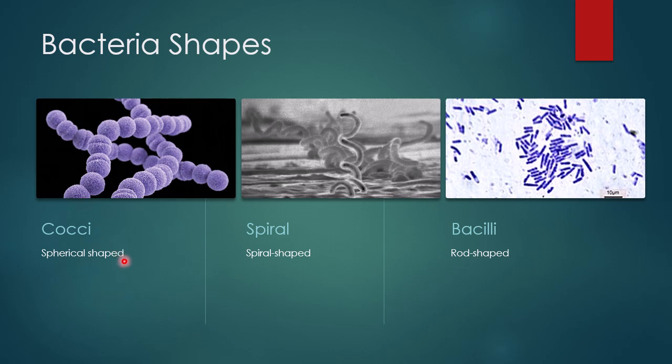Some bacteria shapes are the cocci, which is a spherical shaped bacteria. They can sometimes form chains like they are here, because sometimes they don't actually detach when they go through fission. Spiral shaped is spiral shaped. It kind of looks like a snake here, which Indiana Jones would be terrified of, so let's hope he never gets sick. Bacilli is a rod shaped bacteria, which is just straight shaped.